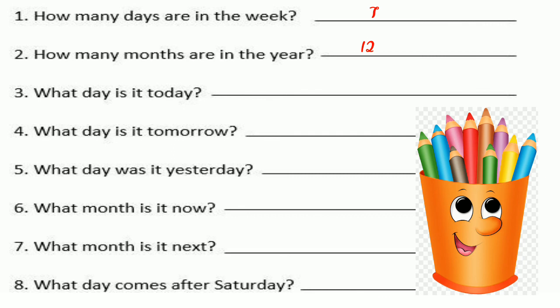Okay, now number 3. What day is it today? Yes, today is Friday. Very good. What day is it tomorrow? Tomorrow is Saturday. Yes, today is Friday, so tomorrow is Saturday. Then number 5, what day was it yesterday? Yesterday, yes, it's Thursday. So yesterday is Thursday.